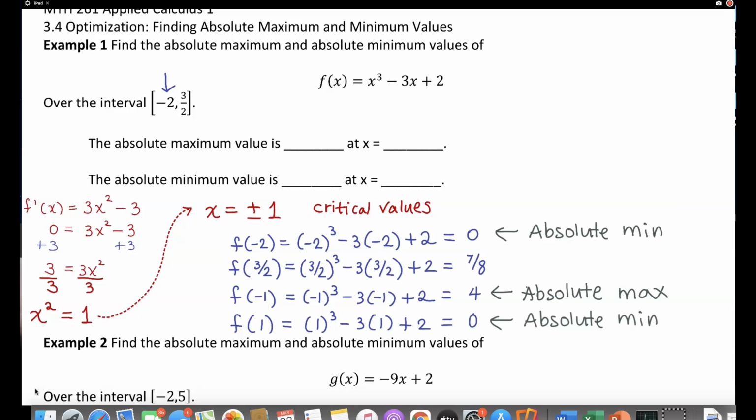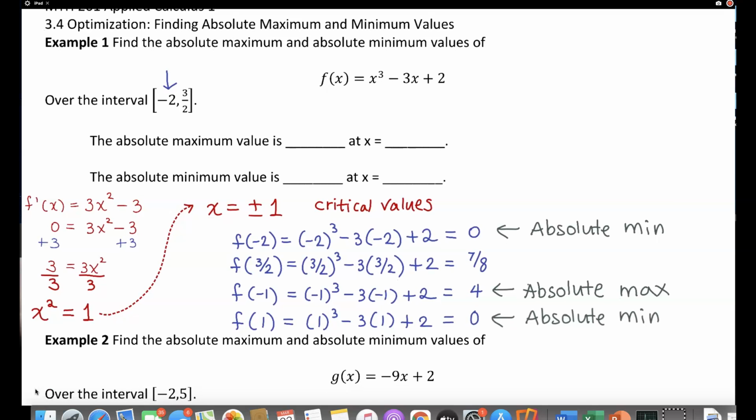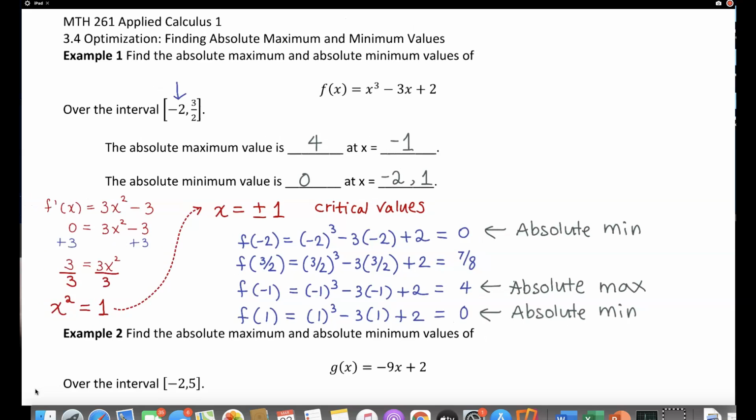So let's go ahead and fill in the blanks here. The absolute maximum value is 4. And that happened at x equals -1. Absolute minimum value is 0. And that happened at x equals -2 and +1. I'll just use a comma here. But this guy right here wasn't special enough. It wasn't the greatest or the smallest. So that is how you can do example number 1.